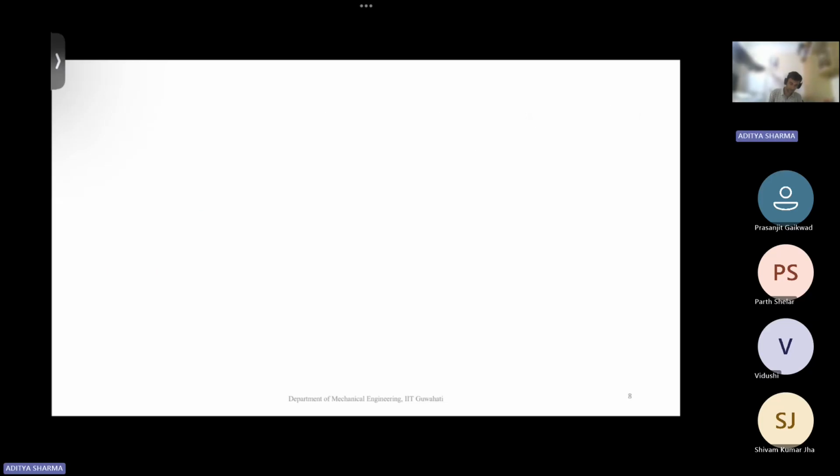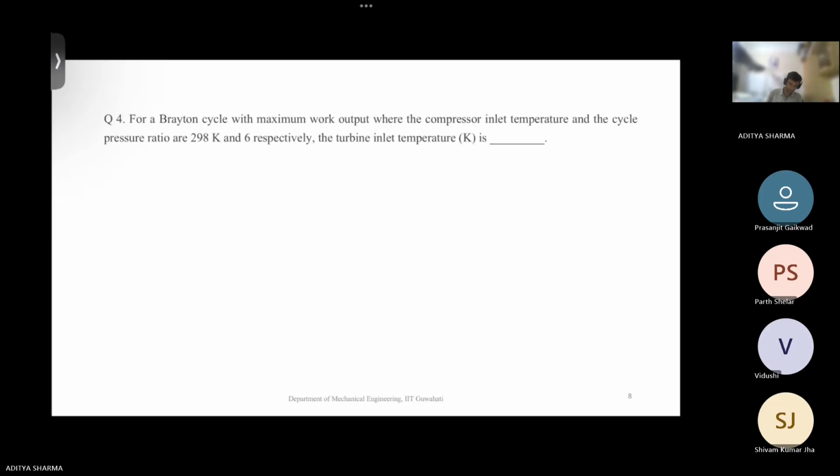Then after that, the next question. This is a numerical type of question. So please have a look at this question first. After that, we shall solve it. In this week's assignment, the numericals are not that lengthy.